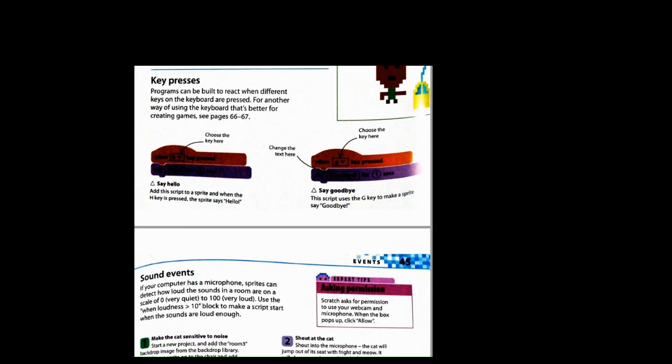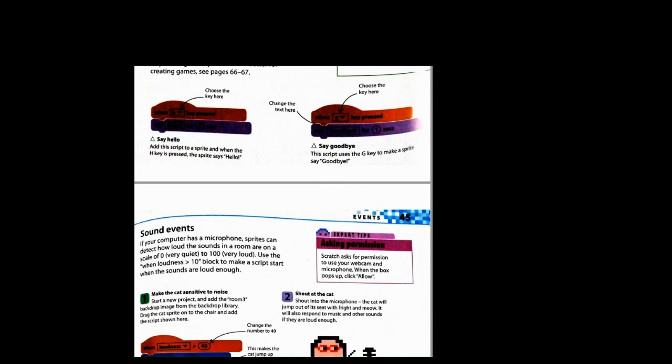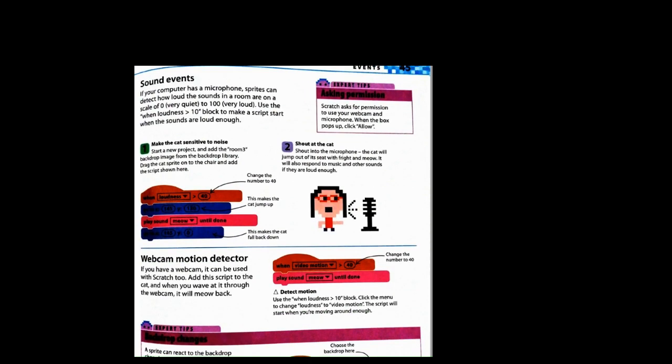Key presses. Programs can be built to react when different keys on the keyboard are pressed. There is another way of using the keyboard that's better for creating games. Choose the key here. Say hello. Add this script to a sprite. When the H key is pressed, the sprite says hello. Choose the key here. Change the text here. Say goodbye. This script uses the G key to make a sprite say goodbye.